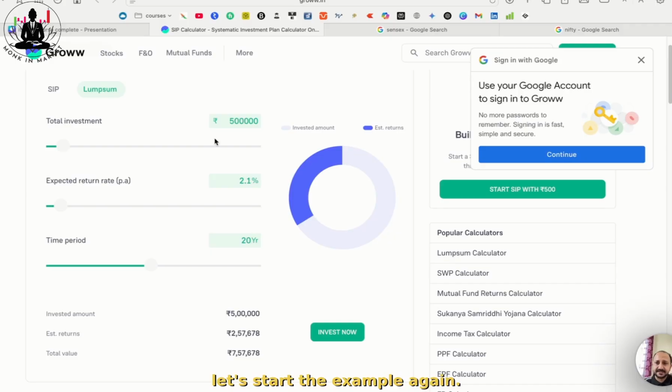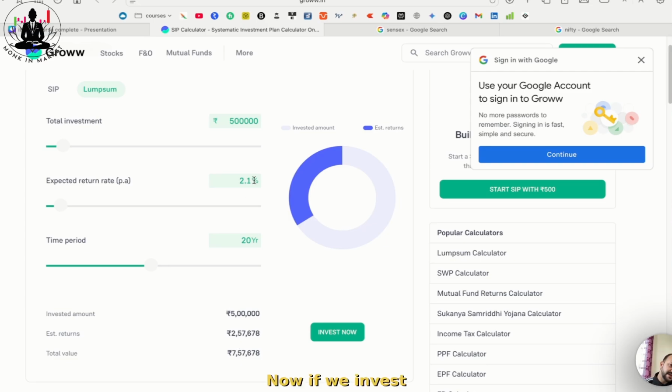Let's start the example again. If you invest 5 lakh rupees and keep it in a bank savings account for the next 20 years at the rate of 2.1%, your money would grow up to 7 lakh. So this is the increment you are getting, 2,57,000 for the next 20 years. I hope you got the point. So over here we are not beating the inflation yet. The purchasing power of this 7 lakh rupees after 20 years, just imagine, would be just nothing.